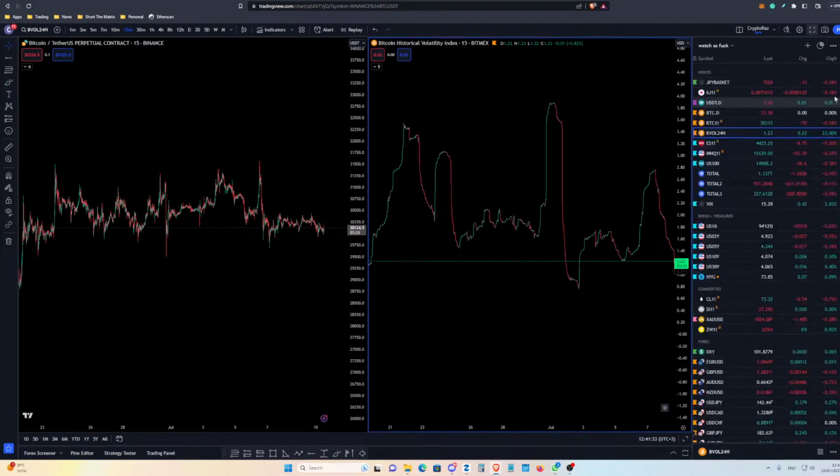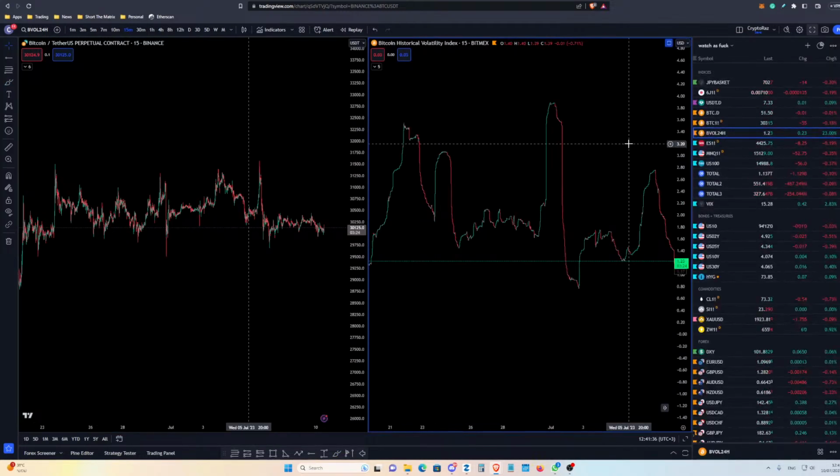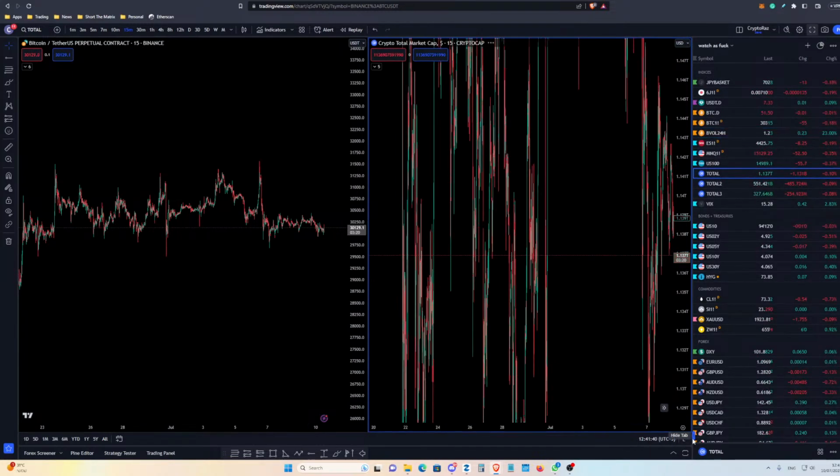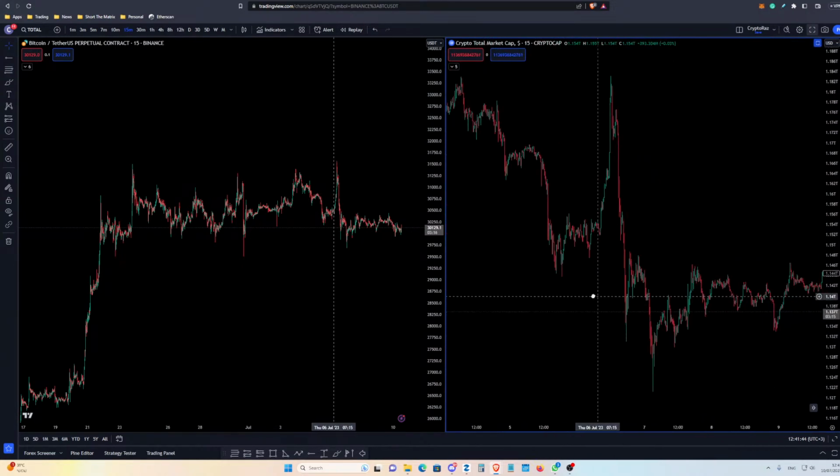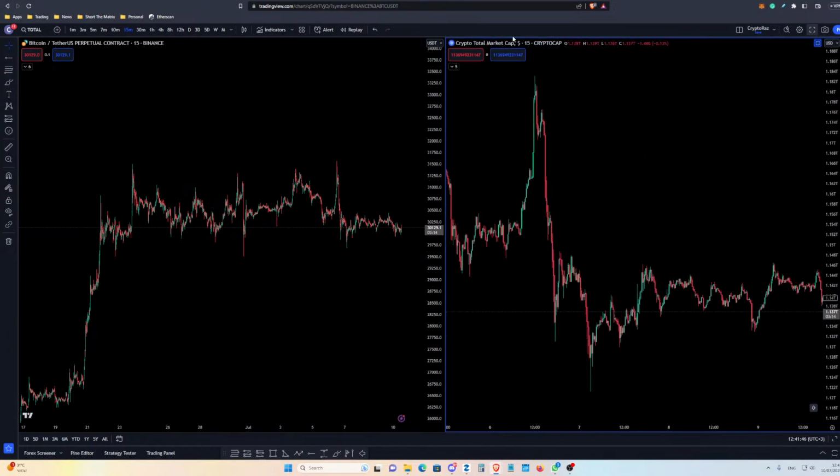Okay, so let's head on to the next one, and these are kind of easy to understand. The next one I'm going to talk about is the total market cap. There are three different charts. Okay, there's the total market cap, let's call it one. There's crypto total market cap two, and there's crypto total market cap three.